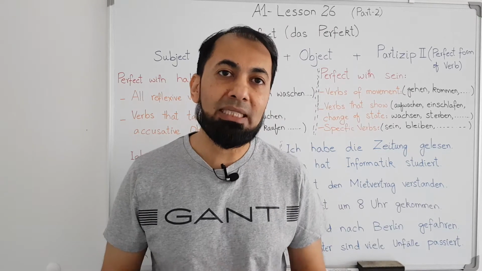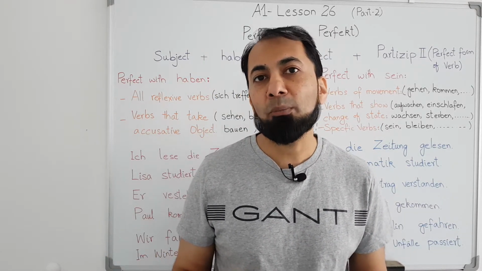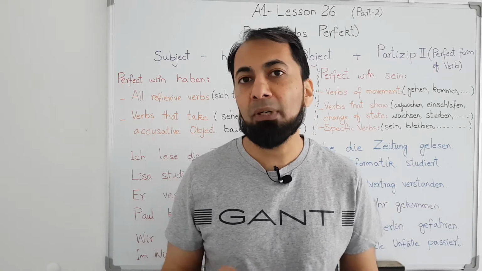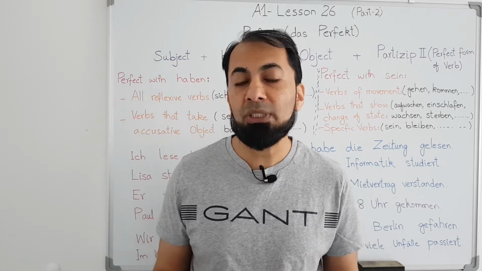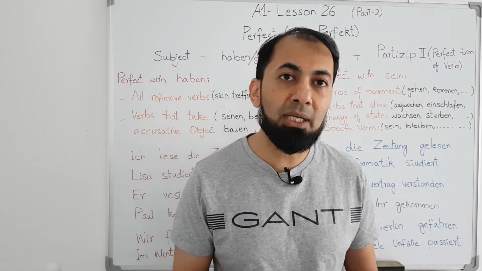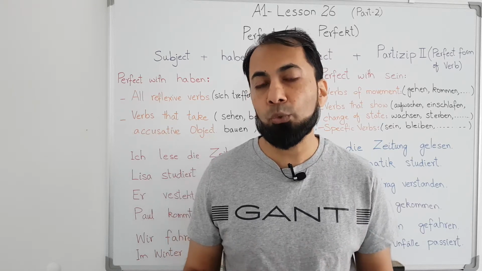Today is the 26th lesson of the A1 level of the German language course, and today we are going to talk about the second part of the perfect tense in the German language. In the first part we discussed when we have to use the perfect tense and how we can build the perfect tense in German. But today we will go through some of the examples.